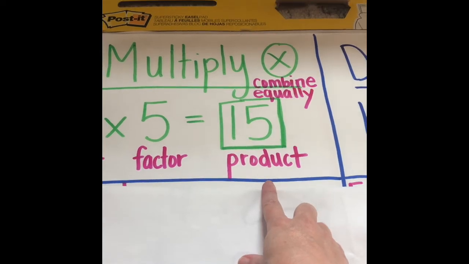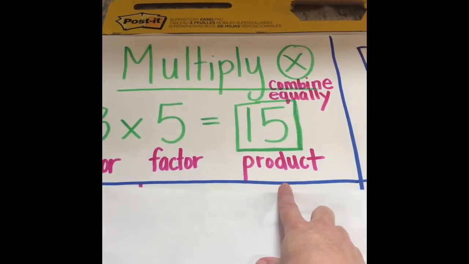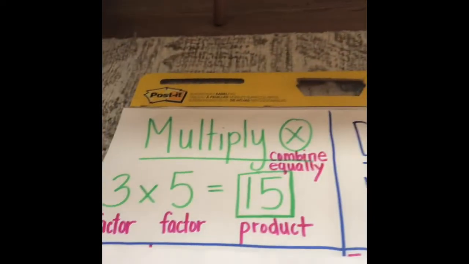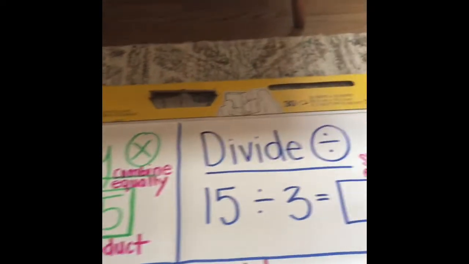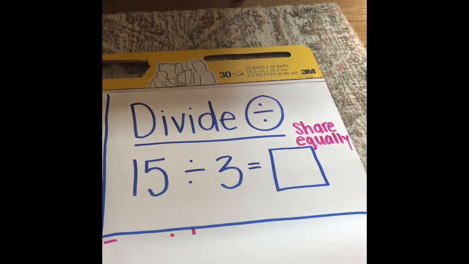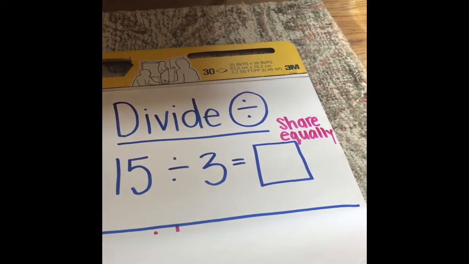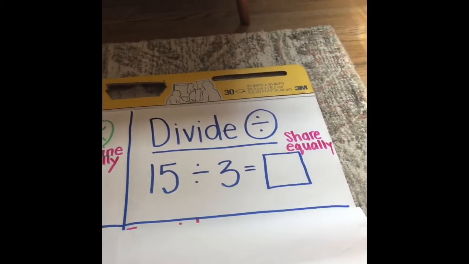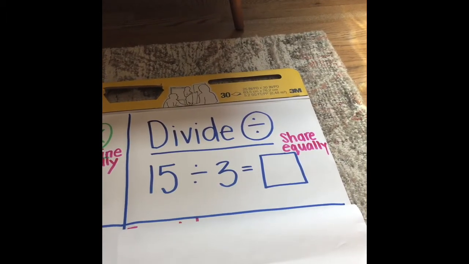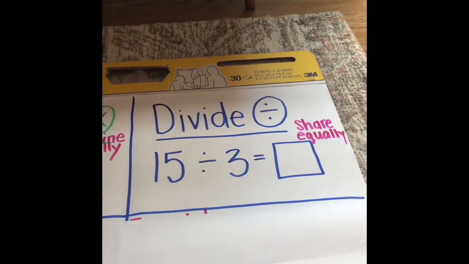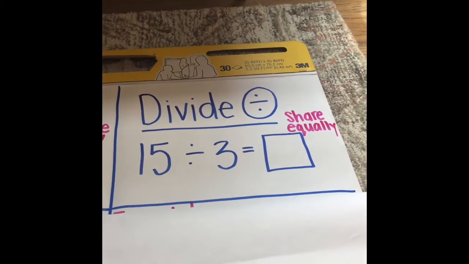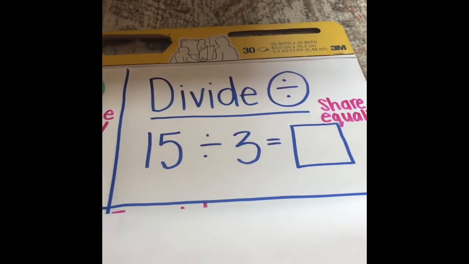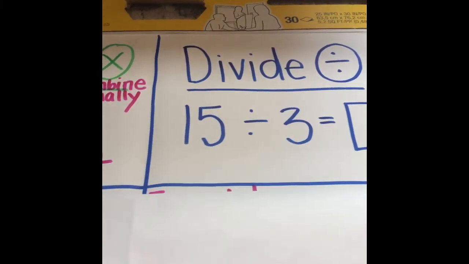So the opposite, or the inverse that undoes that, is called division. So we have the verb multiply and we have the verb divide. So if multiply means to combine equally, the opposite of that is to share or divide equally. So we're breaking things apart instead of putting things together. So before we start to talk about our strategies, we need to learn a few new vocabulary words.